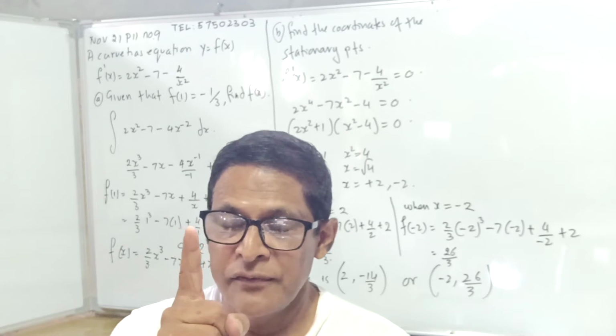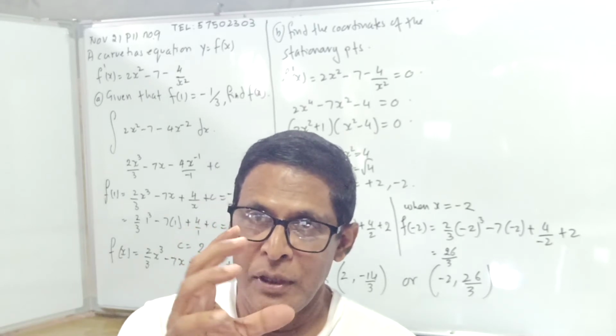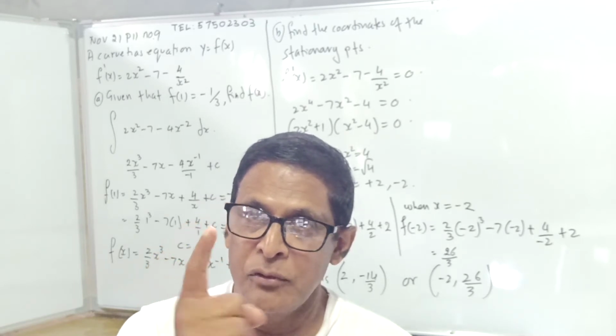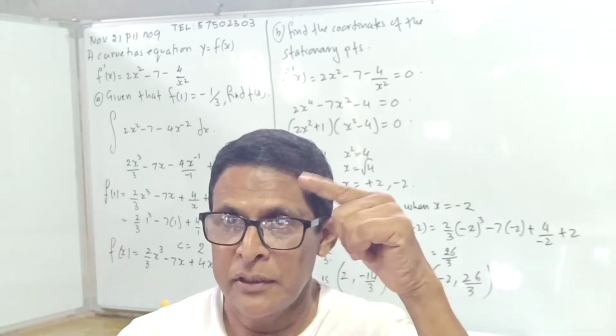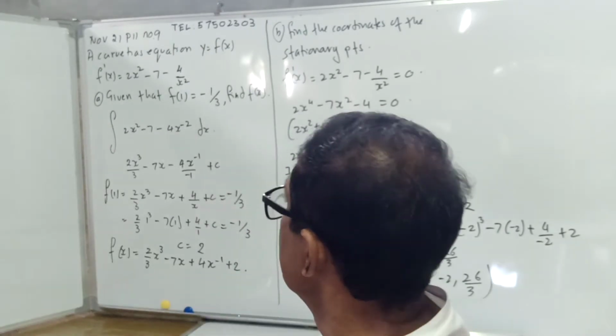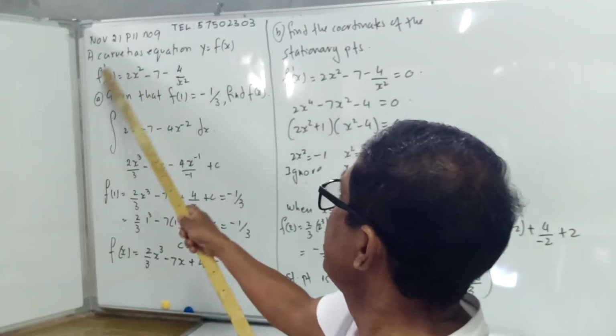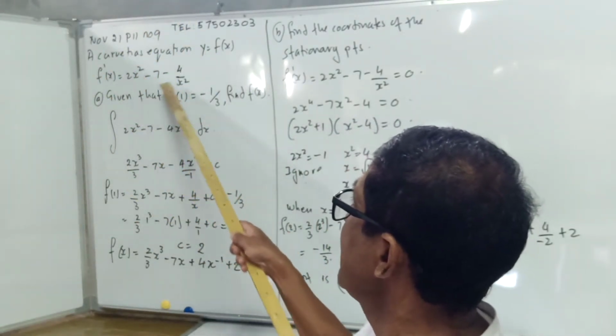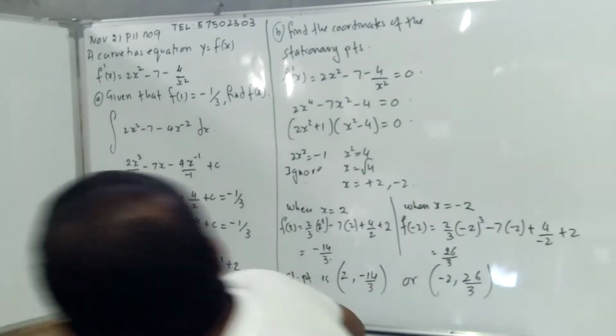So f dash x, we have already differentiated the function. Now, to get the function back, we have to integrate it. Okay, this is the question here. So the curve you're given is 2x squared minus 7 minus 4x squared.